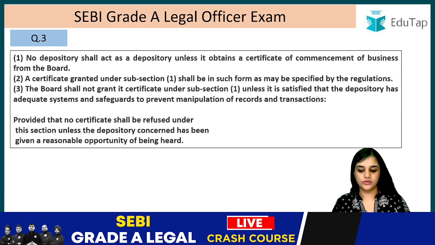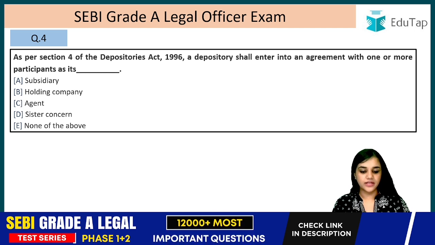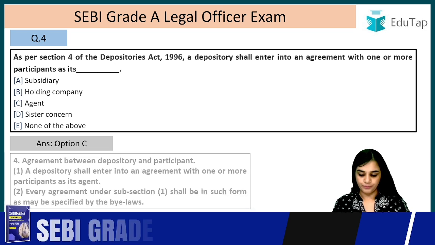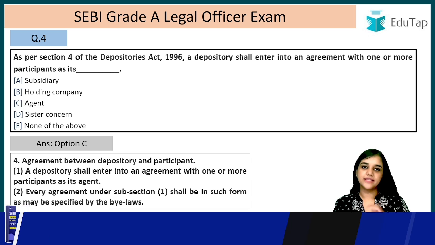Question number 4. As per Section 4 of the Depositories Act 1996, a depository shall enter into an agreement with one or more participants as its. The answer is agent. Let's read Section 4. Agreement between depository and a participant. A depository shall enter into an agreement with one or more participants as its agent.